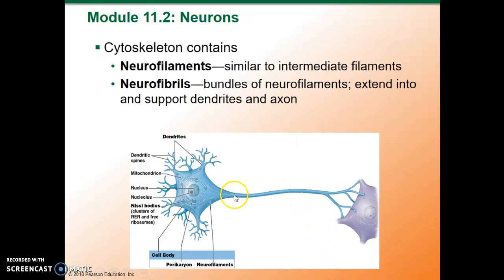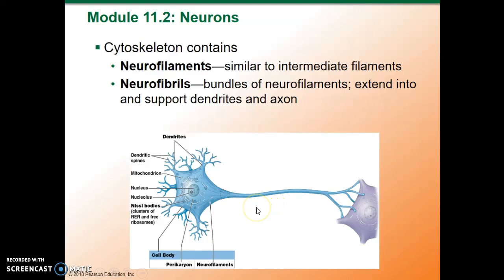The cytoskeleton of the neuron contains quite a few things. Neurofilaments are similar to intermediate filaments, and when these neurofilaments are bundled, they're called neurofibrils, and these neurofibrils will extend along the length of the axon to provide support for that long axon. Keep in mind that an axon can be several feet long.